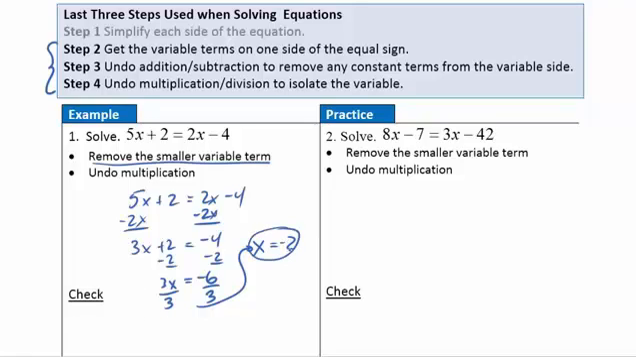So now I'm going to check that. I'm going to plug negative 2 back into the original equation. So I have 5 times negative 2 plus 2 is equal to 2 times negative 2 minus 4. On the left side, 5 times negative 2 is going to give me negative 10. Negative 10 plus 2 is going to give me negative 8. On the right side, 2 times negative 2 gives me negative 4, and then negative 4 plus negative 4 gives me negative 8. So I'd say, okay, that works.